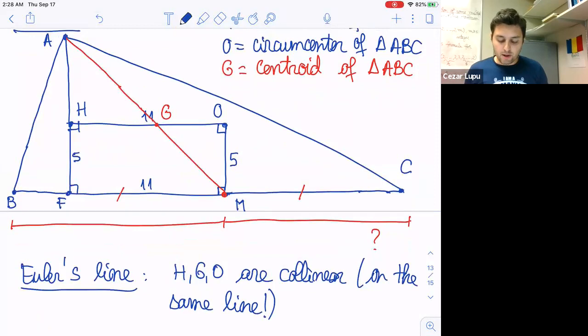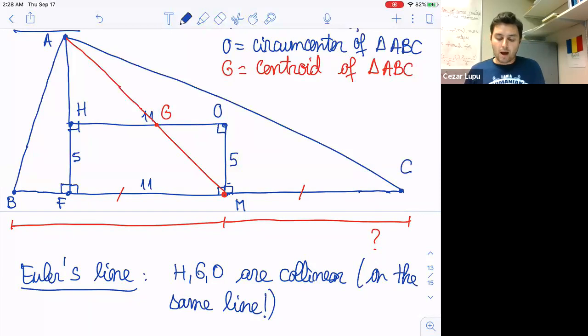So I know H, G, O are collinear, but keep in mind that I need to find the length of BC. So I only know some portions of this. And let's put some more information. This is a right angle triangle here, again here. I know FM, but I need to find MC, and I need to find BF. That is the question I need to do.